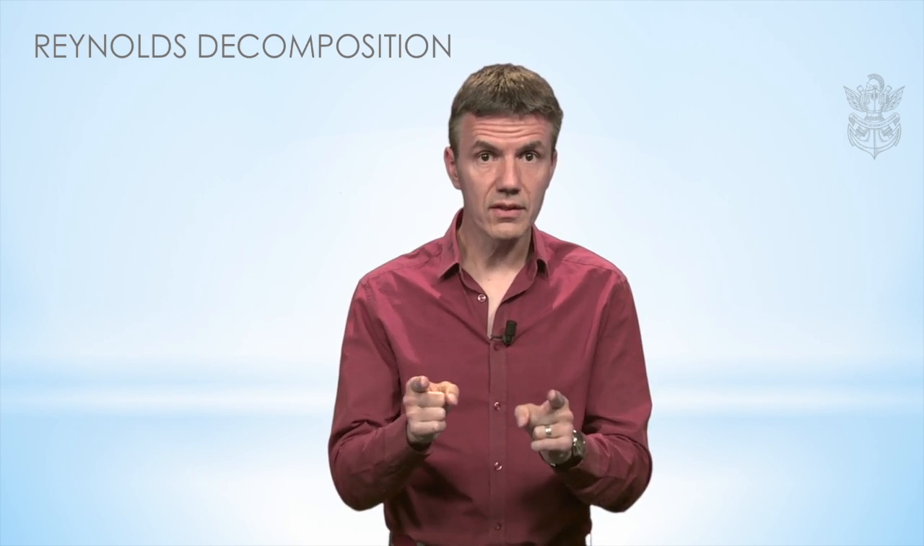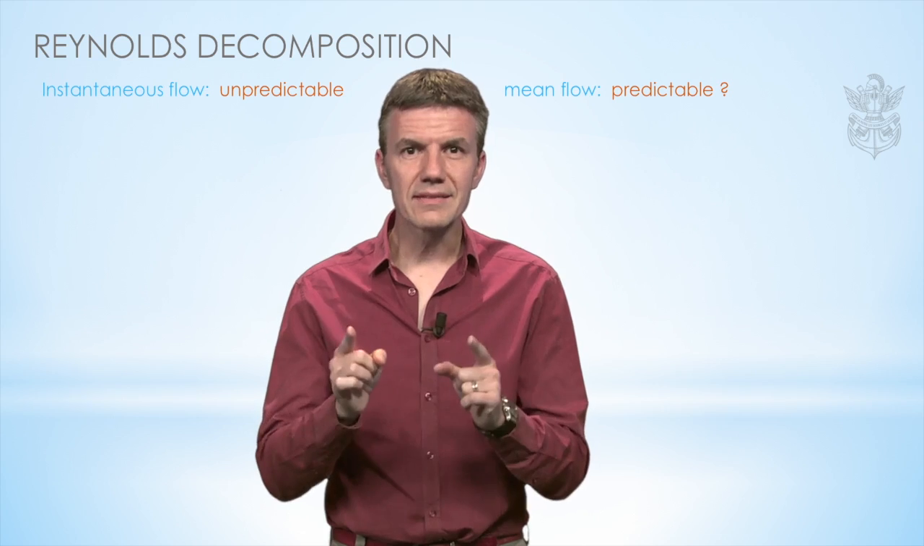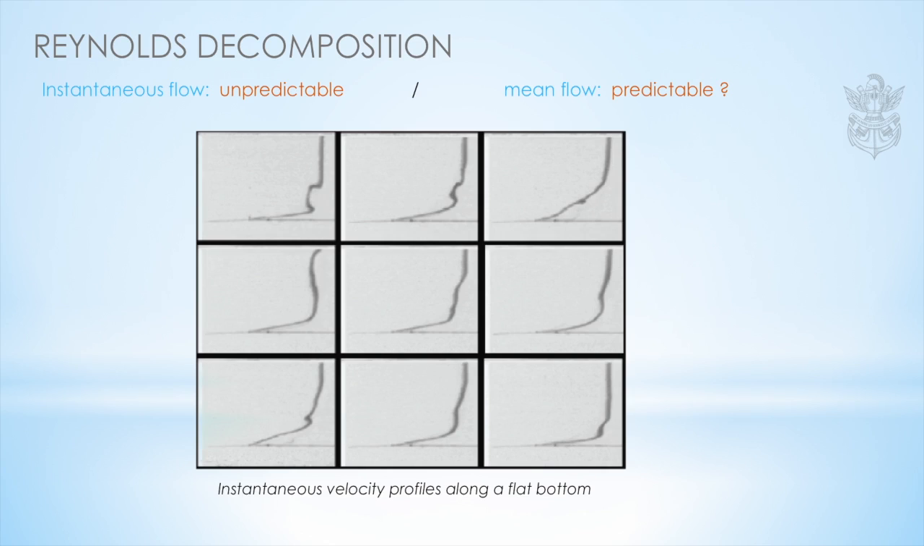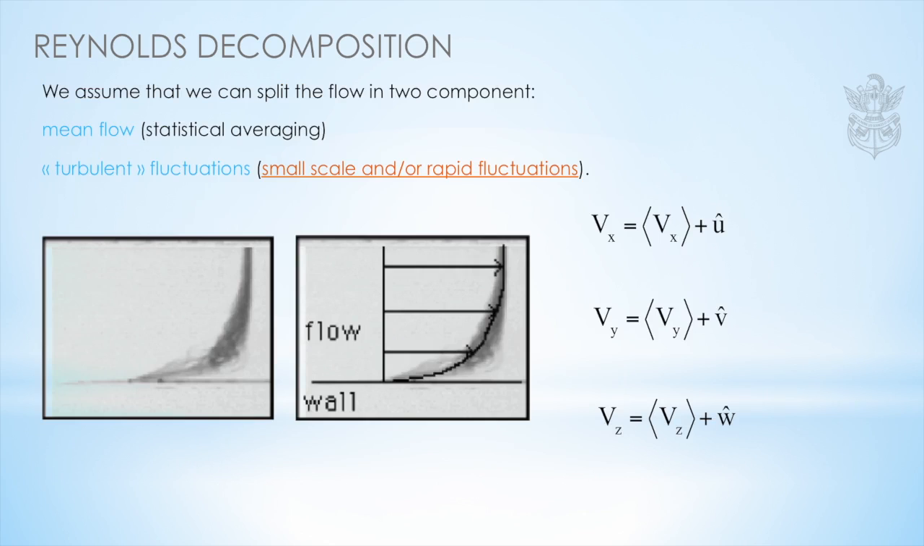And the Reynolds decomposition is the first step to achieve this goal. The underlying assumption is that if the instantaneous flow is unpredictable, there exists a mean flow, in other words, a mean velocity profile, which is predictable. We show here several distinct observations of the turbulent velocity profiles along a flat bottom. And here, if we merge all these observations, we are able to extract an average profile and separate the turbulent flow from this average. However, we consider here a statistical mean and not a temporal mean.